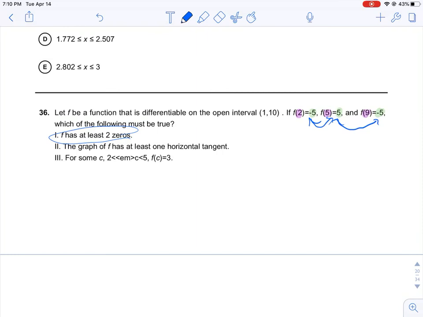The graph has at least one horizontal tangent. Since from -5 to 5, the graph had to go up, and then from 5 to -5, it had to go back down, and it's differentiable. It can't have a corner there, so it has to have a horizontal tangent since it's differentiable, so that's good. And then this was supposed to say, for some c between 2 and 5, f of c must equal 3. Between 2 and 5.